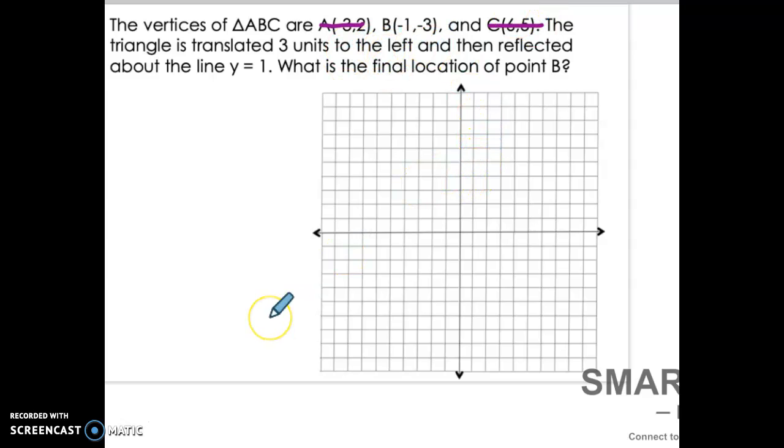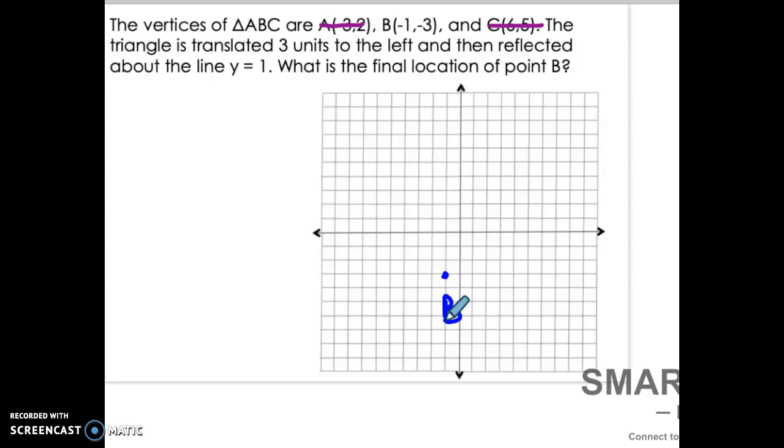So first we need to start by plotting point B on our graph. So point B has coordinates -1, -3. Remember, the number that comes first is the x value. So starting from 0, that x value is how you move to the left or to the right. In this case, since x is -1, we're going to move 1 unit to the left. Then our y value is -3, so we're going to go down 3. And here we're going to plot our point. This is our original point, B.